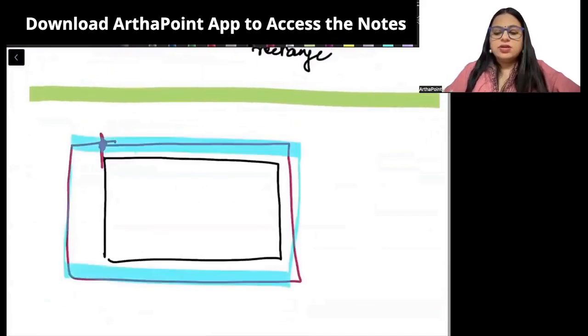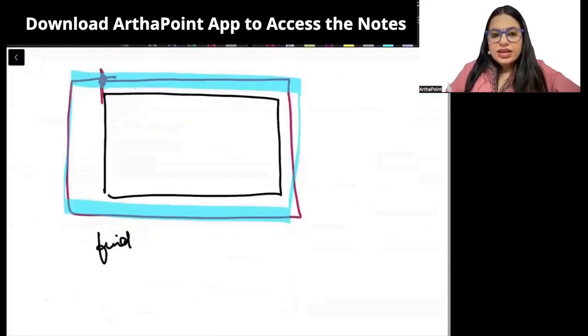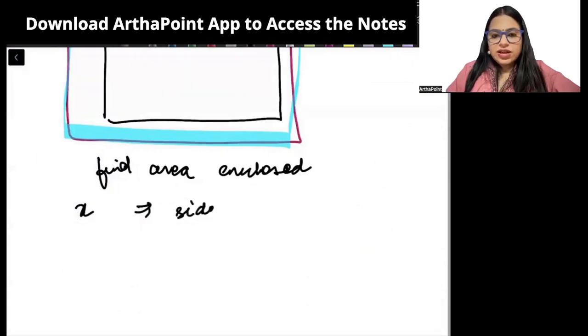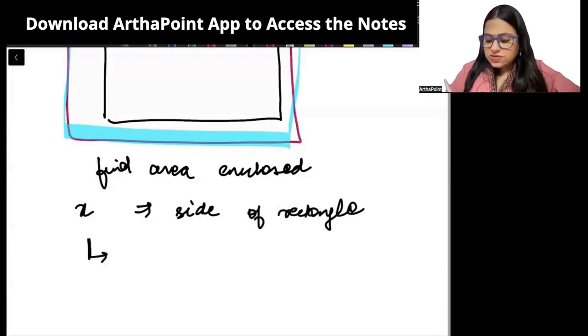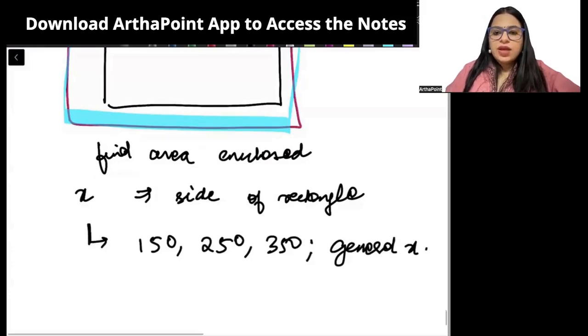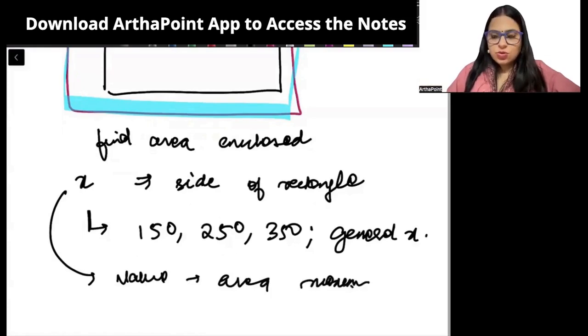and it needs to go ahead and enclose this around this rectangle, right? Now it is saying that find the area enclosed, right? When you need to go ahead and choose x. X is the side of the rectangle, right? And you need to choose x from being 150, 250, 350 and do it for general also, general x also, and find that value of x जिसके लिए एरिया मैक्सिमम होगा. ठीक है, थोड़ा समझने की कोशिश करो.